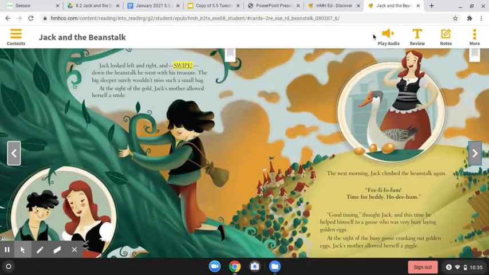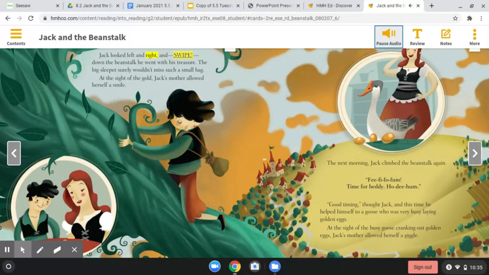Jack looked left and right and swipe! Down the beanstalk he went with his treasure. The big sleeper surely wouldn't miss such a small bag. At the sight of the gold, Jack's mother allowed herself a smile.